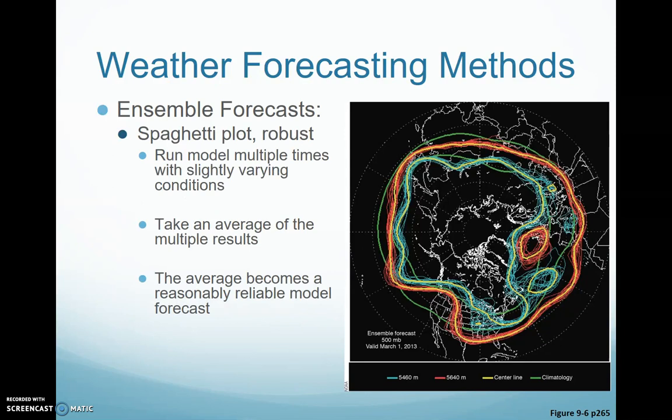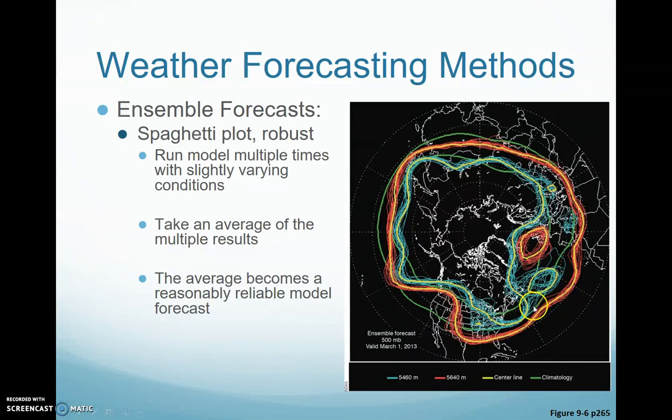Here's the idea behind the ensemble forecasting. What you do is you take a computer model and you run it. And then you take that same computer model and you tweak it a little bit. For instance, you say, well, let's increase the wind speed a little bit. Let's increase the humidity a little bit. Just slightly vary the conditions. And you run it again. And then you vary conditions and run it again and again and again. And you get a couple handfuls of these model runs. And then you take an average of all of those results.